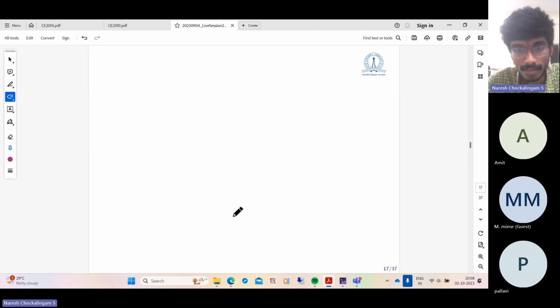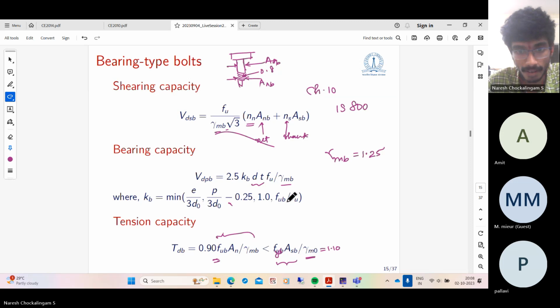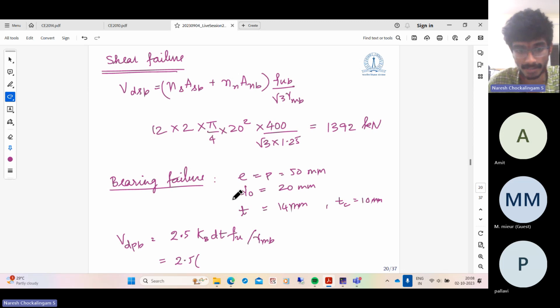If the bolt is of grade 400 and the steel is of grade 250, the ultimate strength of mild steel is about 410 MPa, and the bolt ultimate tensile strength is 400. So this comes out to be around 0.9. This is 1. So the least is this one, which is 0.58.